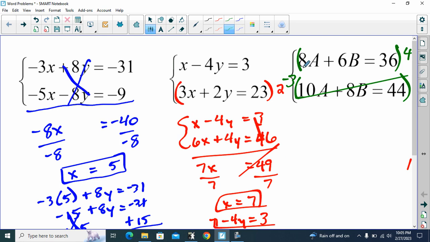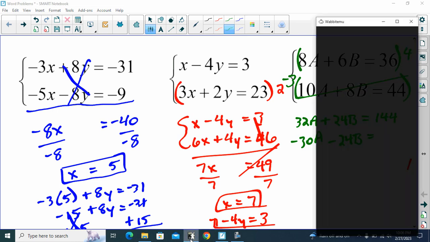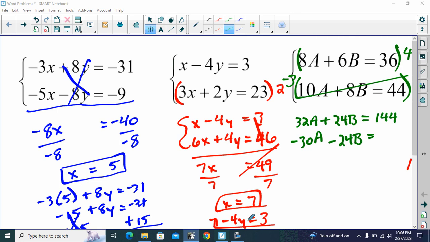So 4 times 8a, 6b times 4, and 36 times 4. Negative 3 times 10a, negative 3 times 8b, and negative 3 times 44 gives us negative 132.